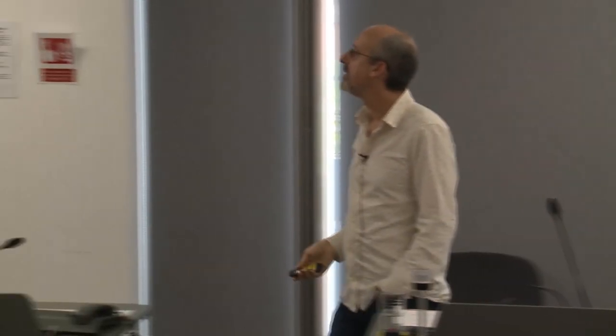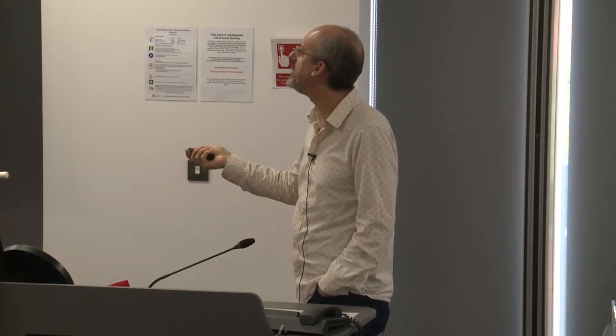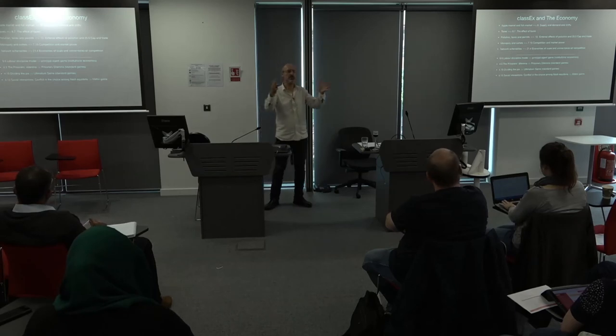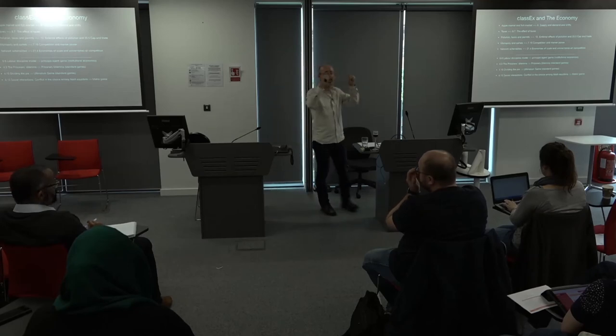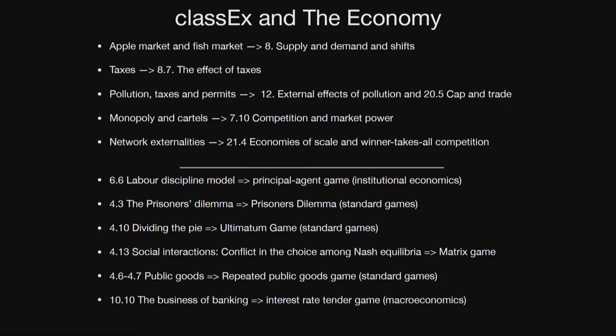But there is a principal-agent experiment. There is a prisoner's dilemma experiment. There is an ultimatum game experiment. There is a generic matrix game experiment that you can use, where as a structure you have parameters, and you can say what the values are in each one of the payoff cells of the experiment, and then use it for social interactions, conflict, and so on as equilibria. There is a repeated public good experiment as well, and there is an interest rate tender game experiment.